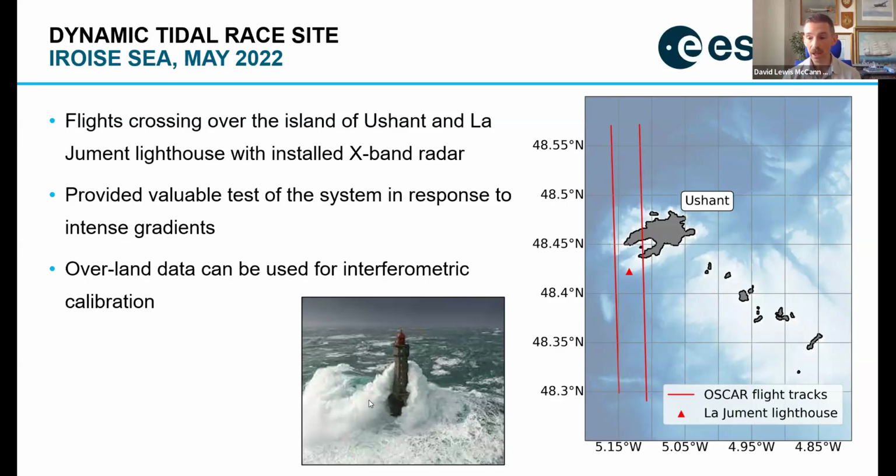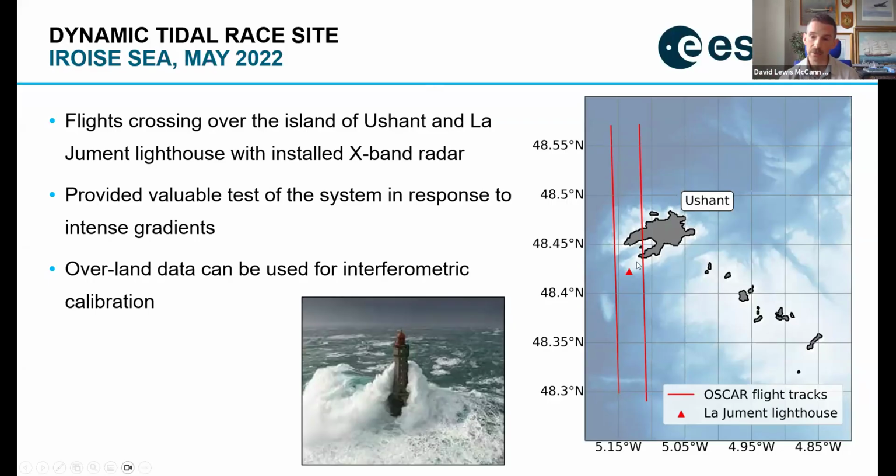The La Jument Lighthouse is in sight of these tracks. Quite a famous, picturesque lighthouse out in the Atlantic. This is where the X-band radar was mounted to the top of this tower. It provided a very valuable test of the system in response to really intense gradients and our ability to pick up very large signals. In many respects, it's the low-hanging fruit when it comes to these kind of data because the signals are so great, but it was a good test of the system.